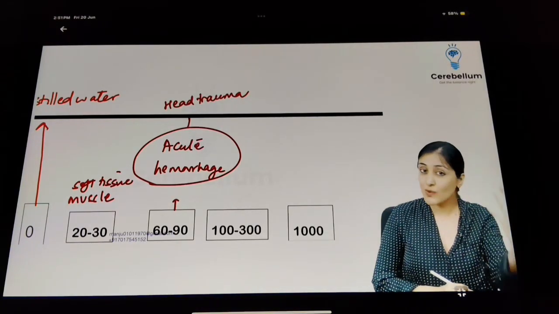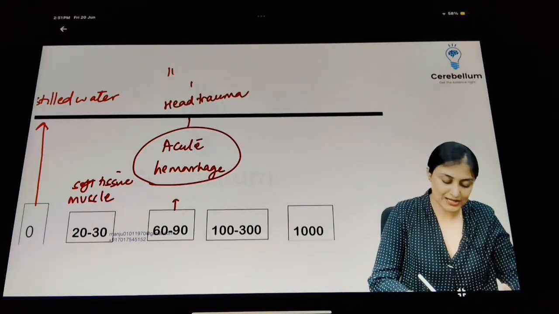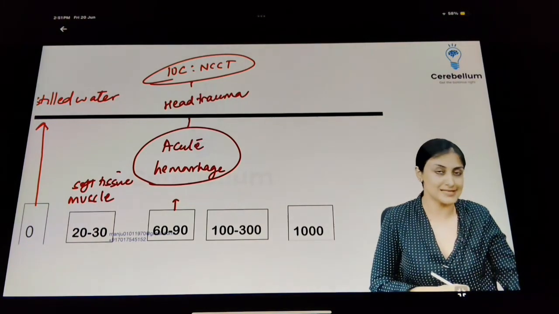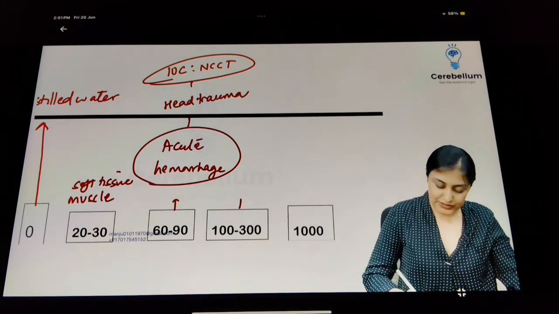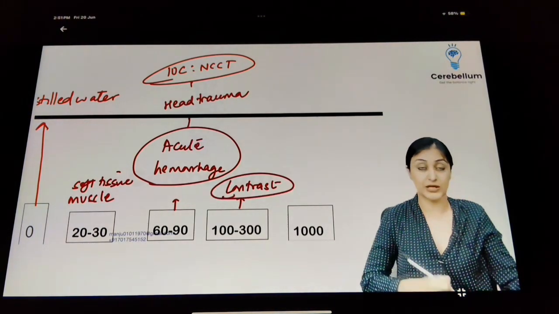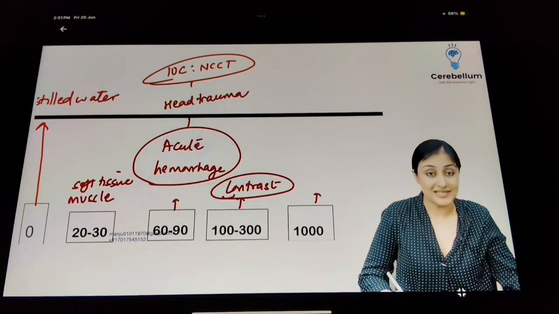Unless the thing you are looking at is white, we use contrast. But this is white, so this is where I don't have to use contrast. I'm just going to do an NCCT, because it is white. 100 to 300 HU is the contrast, the iodinated contrast that we're using, which is white. And the whitest of them all is calcium.